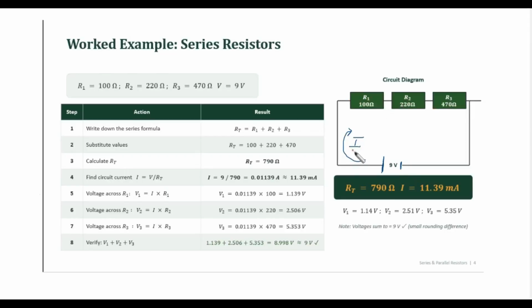So if we want to get the total current flowing in the circuit, we have to get the total resistance. For resistors in series, the total resistance is the sum of all the individual resistors. So the total resistance here is equal to 100 plus 220 plus 470, and that gives you 790 ohms. Applying Ohm's law, V equals I R, where R is the total resistance now.